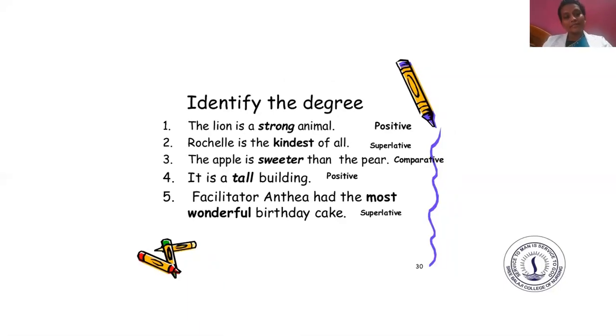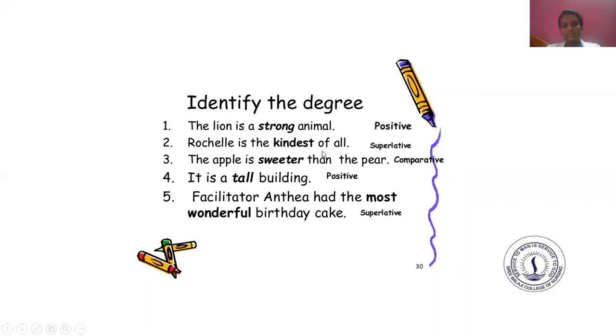Now identify the degree. The lion is a strong animal. It is the positive degree because you are describing only lion with an adjective. Describing one thing or one person is positive degree. So the lion is a strong animal is positive.